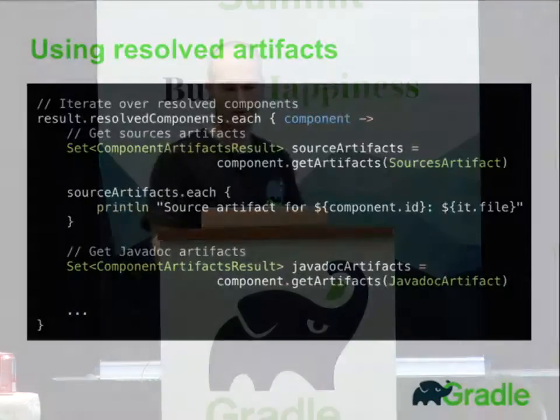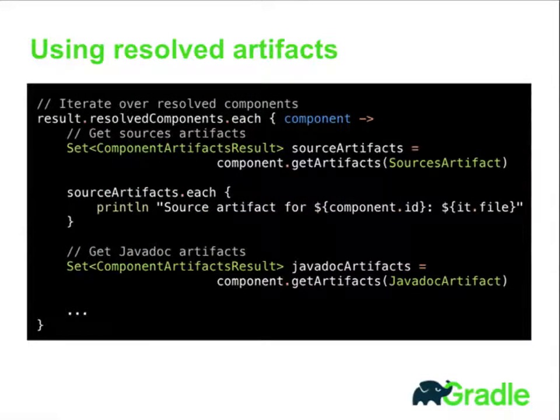Once you build up the query, you execute it, and you get back a result. And based on this result, you can ask for the resolved components, which then gives you direct access to the specific artifacts of a specific type that we requested in the query before. A little bit more complex. It's something that you need to get into a little bit. But once you grok it, I think if that's your use case, this is how you can easily solve it.